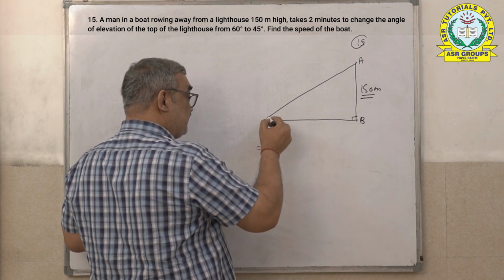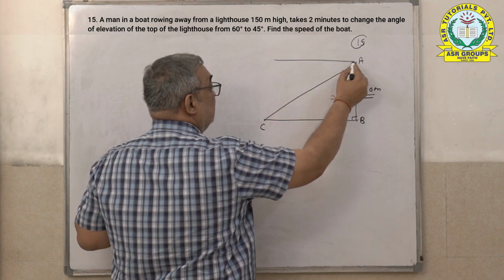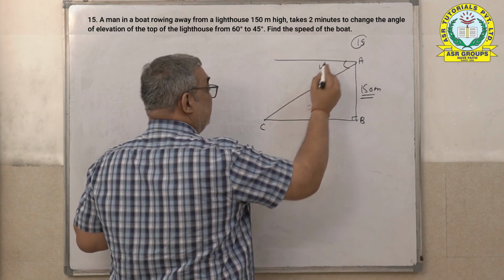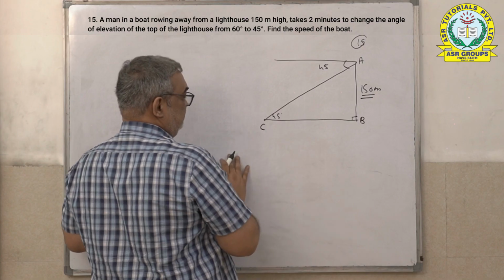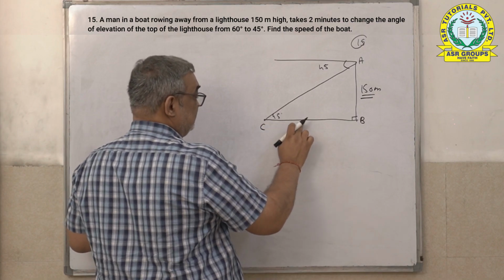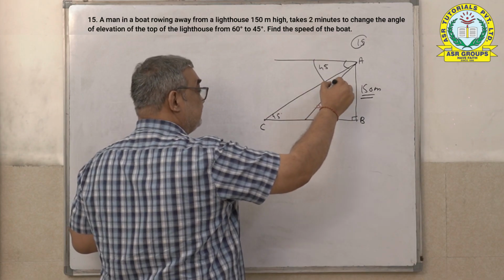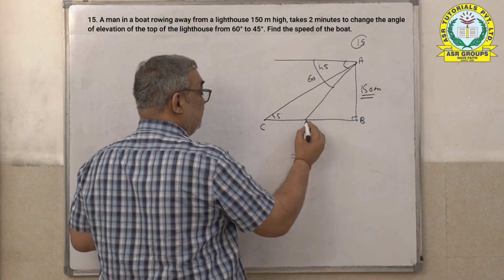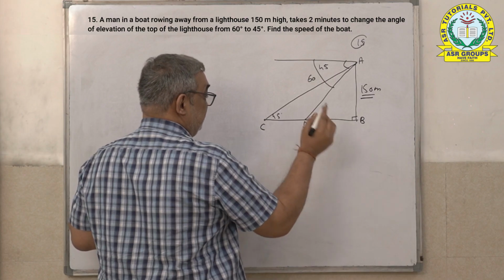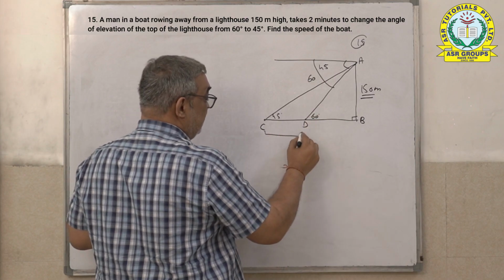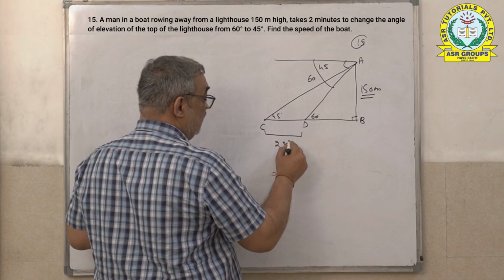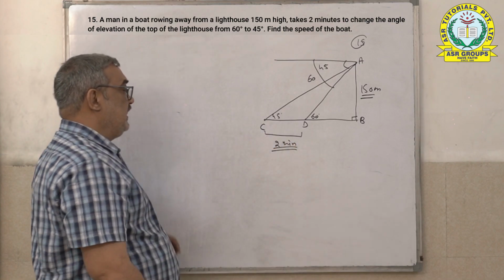The angle of depression is 45 degree, so this is also 45. In 2 minutes, he reached here. So this is 60, so this is also 60. And from here to here it took 2 minutes.